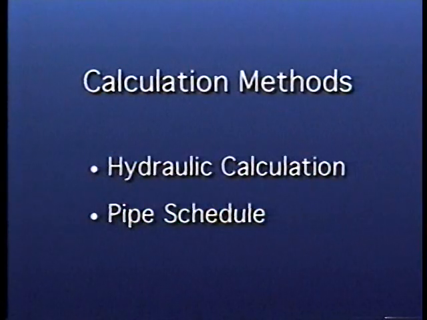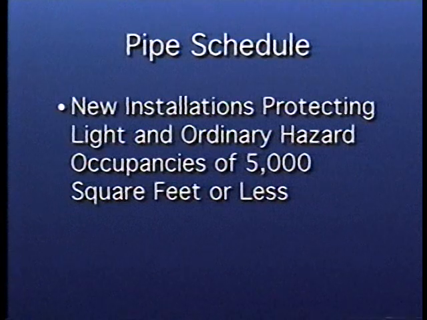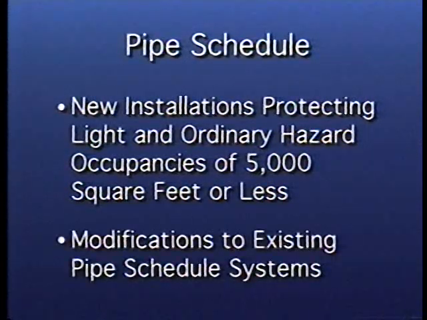The pipe schedule uses tables to size the sprinkler pipe layout. The tables give the number of sprinklers that may be supplied by a specific nominal pipe diameter. Generally, the pipe schedule method is acceptable only for new sprinkler installations protecting light hazard and ordinary hazard occupancies of 5,000 square feet or less, and for modifications to existing pipe schedule systems.